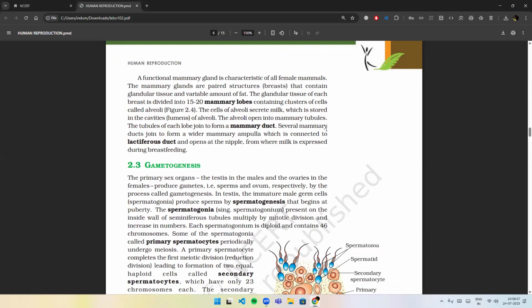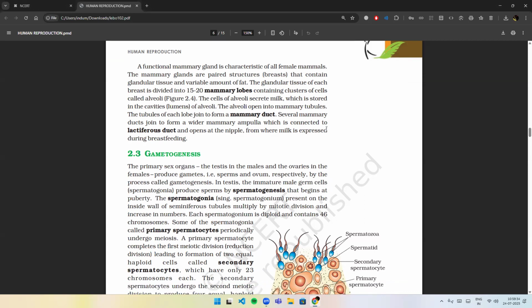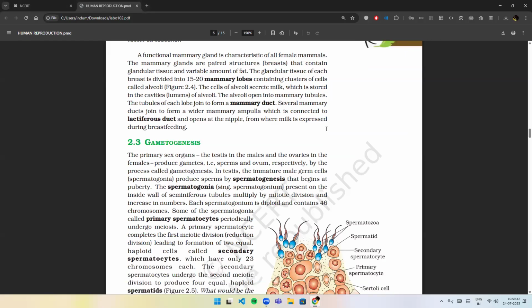The alveoli open into mammary tubules. The tubules of each lobe join to form a mammary duct. Several mammary ducts join to form a wider mammary ampulla, which is connected to the lactiferous duct and opens at the nipple, from where milk is expressed during breastfeeding.